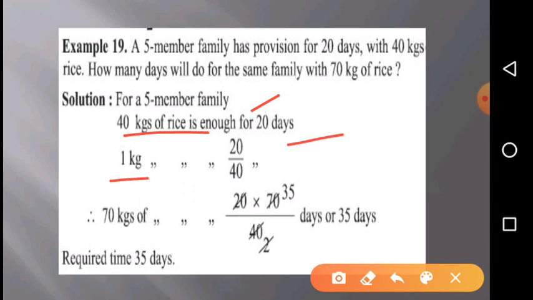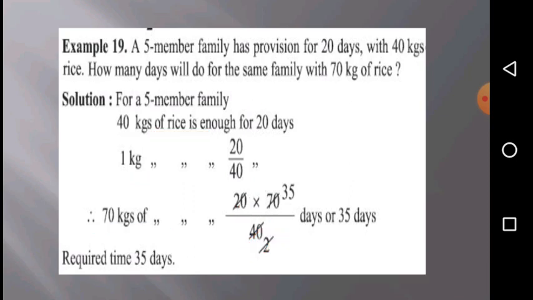So for 1 kg চাল একটু কম লাগবে, so we have to divide 20 by 40, and so 70 kgs of rice will be 20 into 70 over 40. After dividing 40 by 20 we get 2, and dividing 70 by 2 we get 35 days. So the required time is 35 days. That means তাদের 35 দিন চলবে এই খাবারে। I think it is very easy for you.